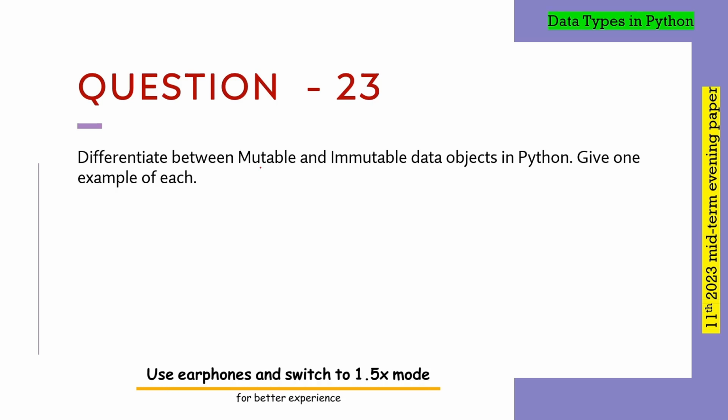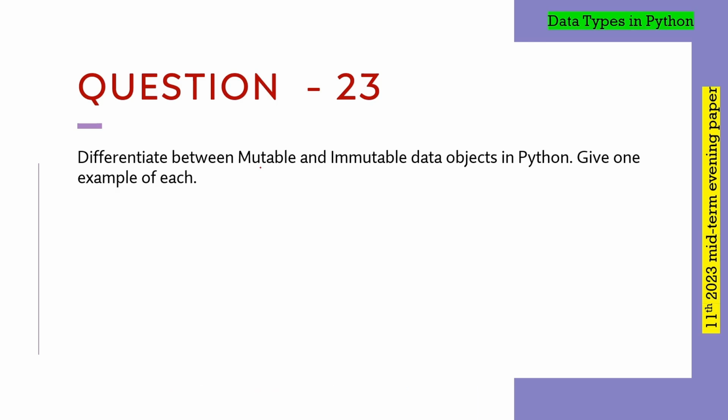So this is question number 23 from the 2023 midterm English section paper, and this question comes under the topic data types in Python. In this particular question, you need to differentiate between mutable and immutable data objects in Python. Moreover, you need to give examples related to it.